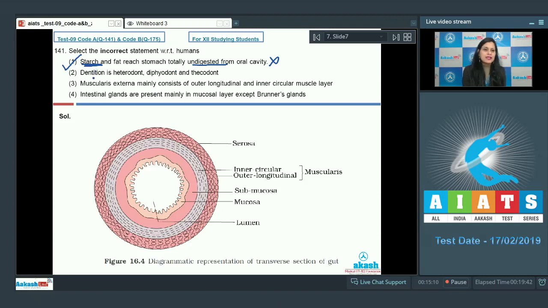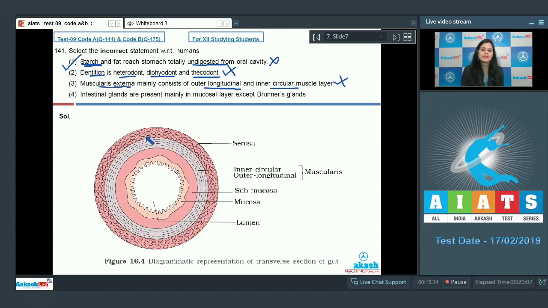The next statement is, dentition is heterodont, diaphyodont and thecodont. And as it is a correct statement, this cannot be a correct answer to our question. The next statement is, muscularis externa mainly consists of outer longitudinal and inner circular muscle layer. And as it is also a correct statement, this cannot be a correct answer to our question.